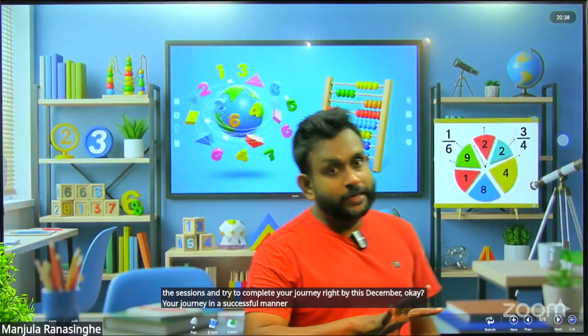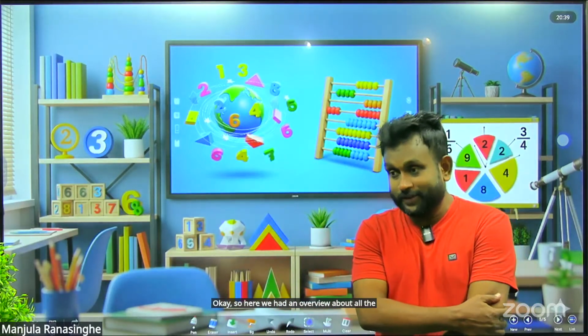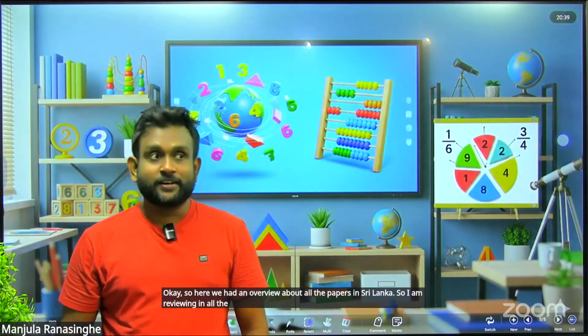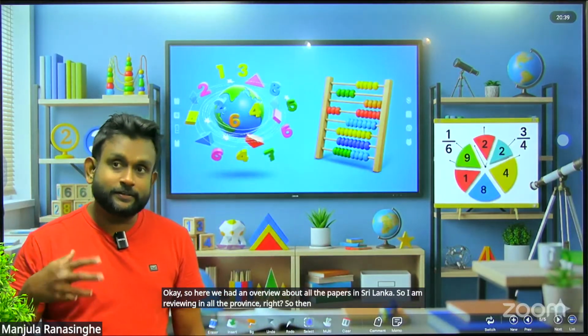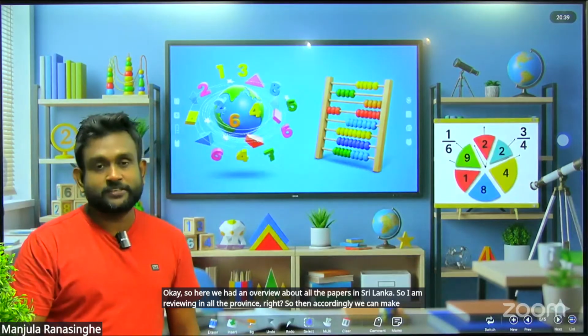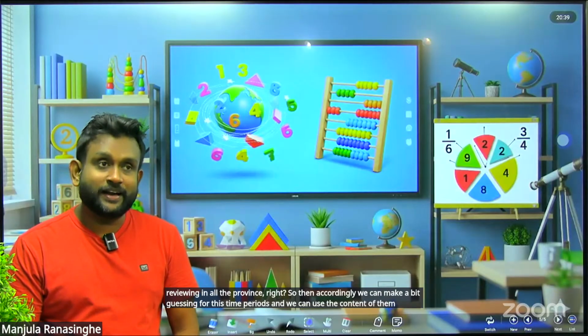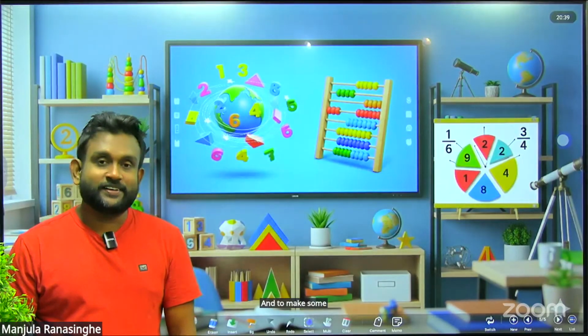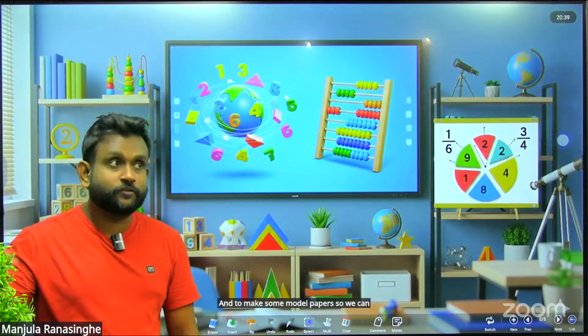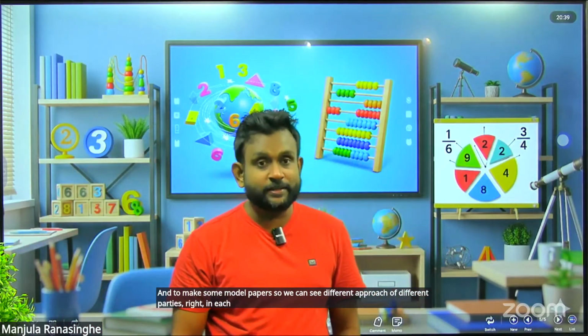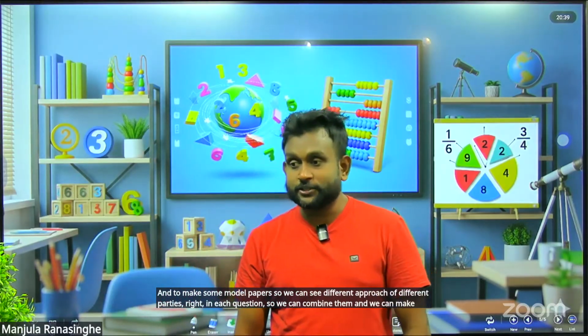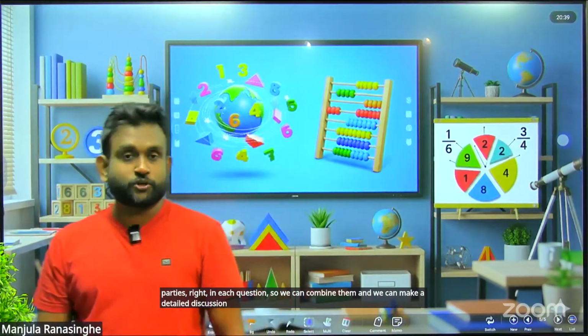Here we had an overview of all the papers in Sri Lanka. I am reviewing all the provinces, so accordingly we can make a guess for this time period and use their content to make some model papers. We can see the different approaches of different parties in each question, so we can combine them and make a detailed discussion on each question.